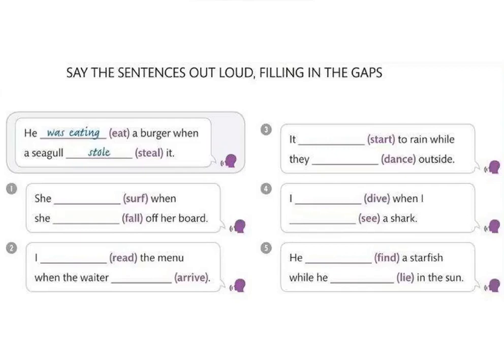The verb to lie here, L-I-E, has two meanings. First, lie means to tell a lie, and second, lie means to recline, and here we mean to recline. So the ing form of it is L-Y-I-N-G. L-Y-I-N-G. Very good.